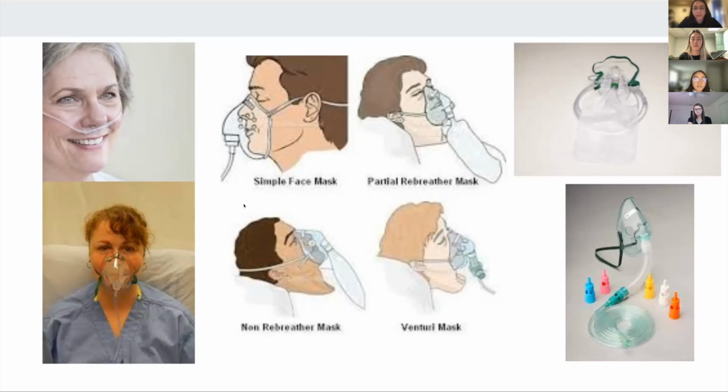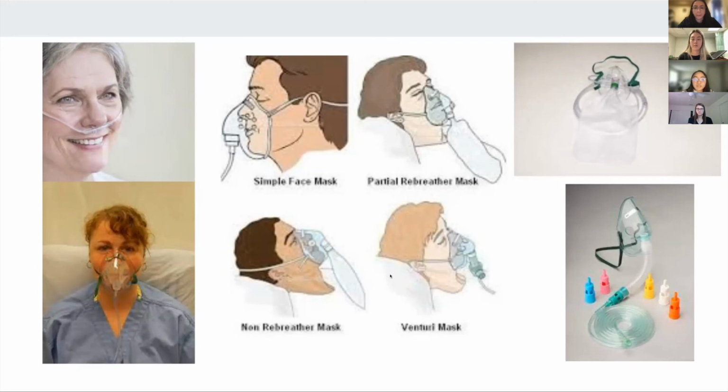And then we have a non-rebreather mask right here. This is also a low flow, 10 to 15 liters per minute. This specific one delivers the highest concentration of oxygen via a mask to a spontaneously breathing patient. And the reservoir bag is filled with oxygen that enters the mask on inspiration, and exhaled air escapes the side vents. And then a malfunction in the bag could cause carbon dioxide buildup and lead to the patient being suffocated.